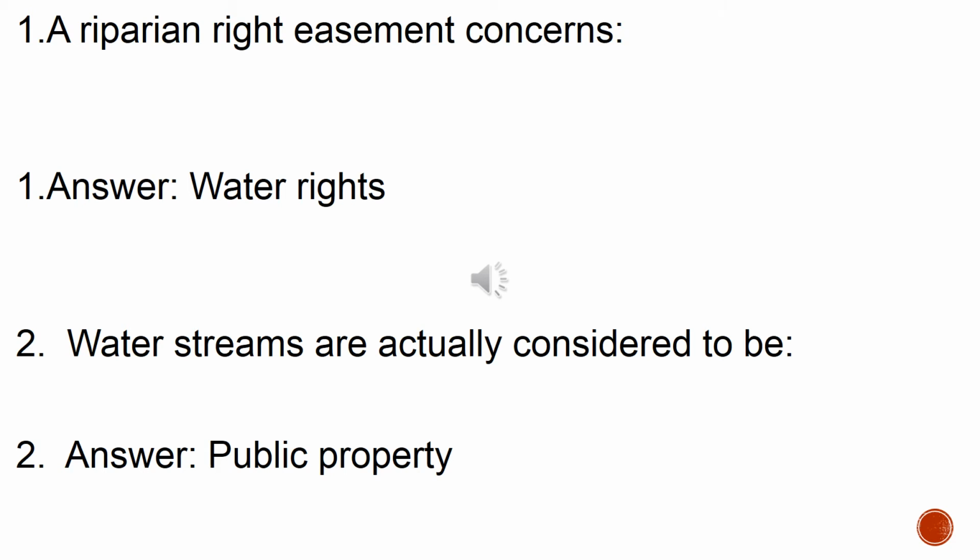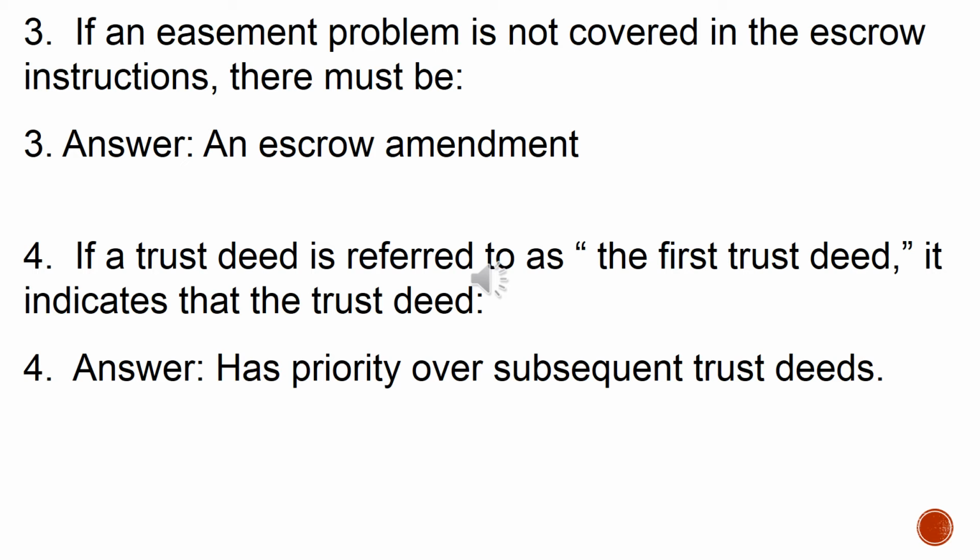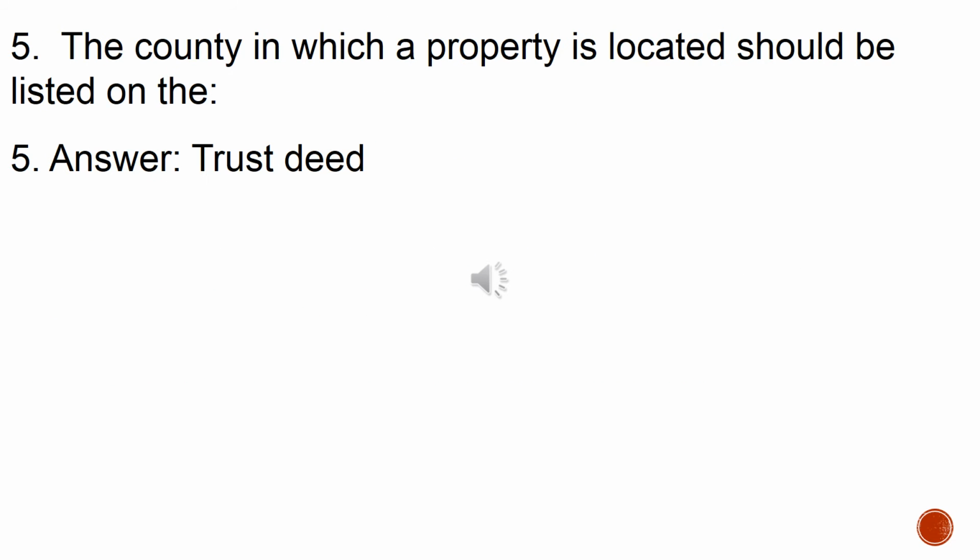Question number 1. A riparian right easement concerns, answer, water rights. Question number 2. Water streams are actually considered to be, answer, public property. Question number 3. If an easement problem is not covered in the escrow instructions, there must be, answer, an escrow amendment. Question number 4. If a trust deed is referred to as the first trust deed, it indicates that the trust deed, answer, has priority over subsequent trust deeds. Number 5. The county in which a property is located should be listed on the, answer, trust deed.